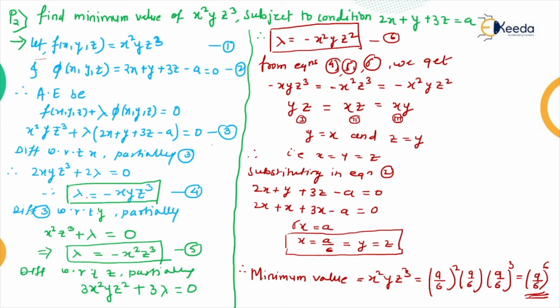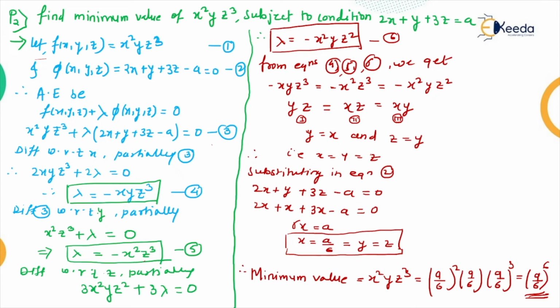After differentiating with respect to x, we get the undetermined multiplier lambda equal to minus x y z cube. After differentiating partially with respect to y, we get lambda equal to minus x square z cube. After differentiating with respect to z, we get lambda equal to minus x square y z square. From these equations we get the value of x in terms of y and z.